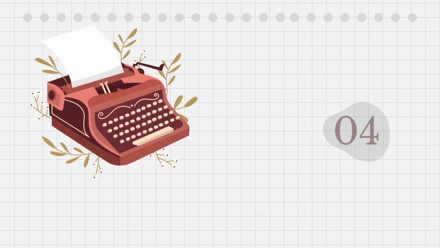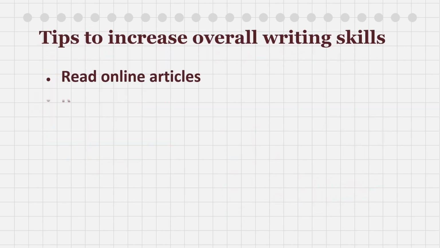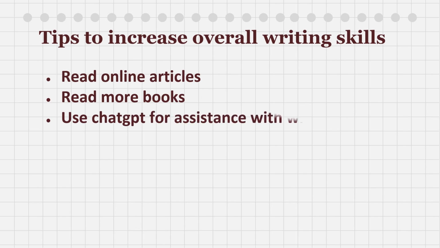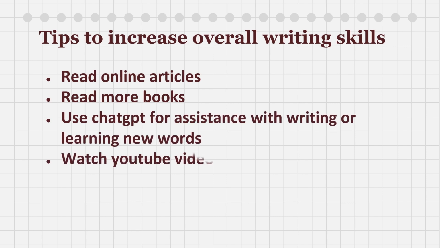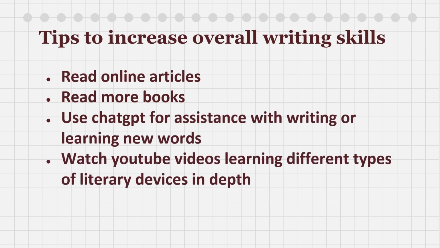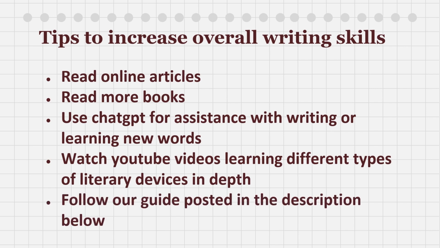Before we wrap up, here are some quick tips and tricks. Read online articles which help you stay up to date with relevant trends. Read more books which will help to expand your vocabulary as well as writing skills. Use ChatGPT for assistance with writing or learning new words. It's a very good tool and I suggest everyone should use it for all subjects including English Language B. You should also watch YouTube videos to learn about different types of literary devices in depth so you can use them properly and understand them properly.